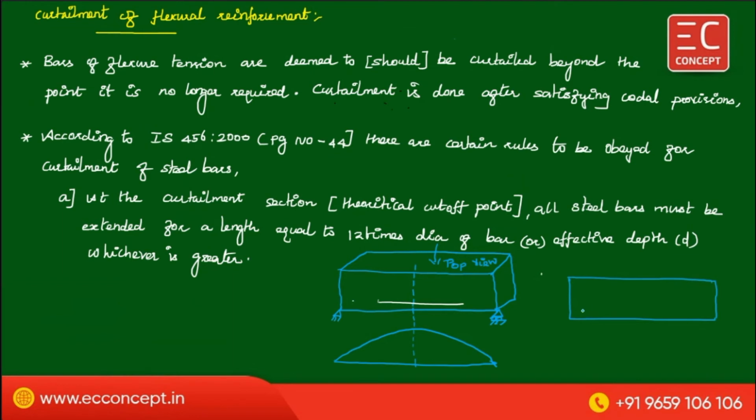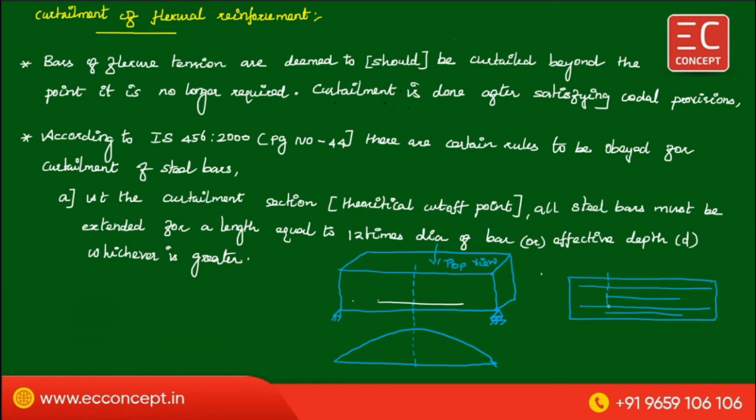In top view, suppose you are going to provide 4 bars, then you have to extend 2 bars up to the support, 2 bars up to the support, and this is 1 bar. This is another bar, and this is another bar. This point is called curtailment.